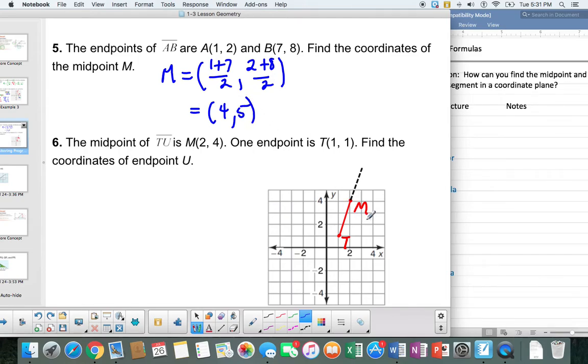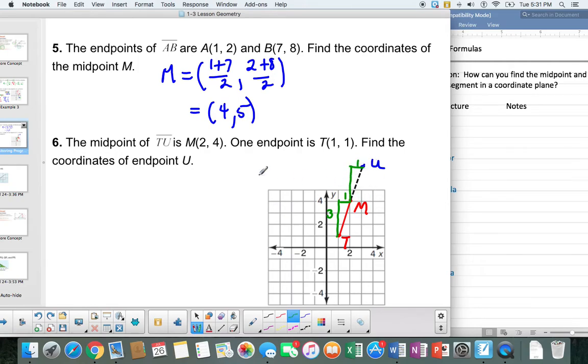Now here's one of those problems where the midpoint has been given, one of the endpoints has been given, and we are to find the other endpoint. We can go through the process I showed you a few minutes ago, or you can do something else. If you have a graph like I have, then you can say, well, to get to the midpoint I had to go up 3 units and over 1.